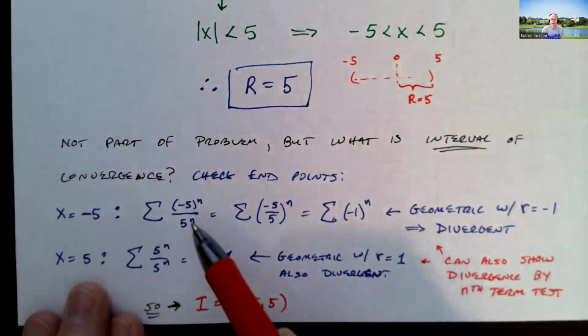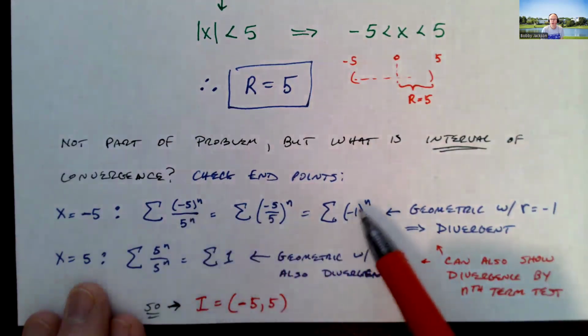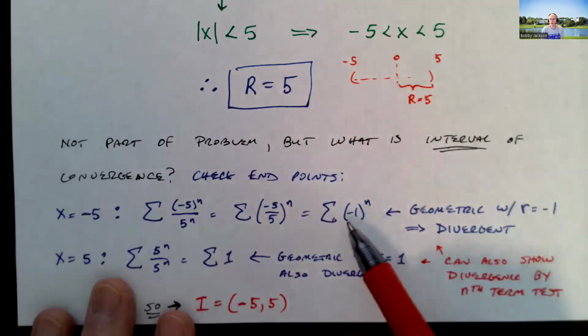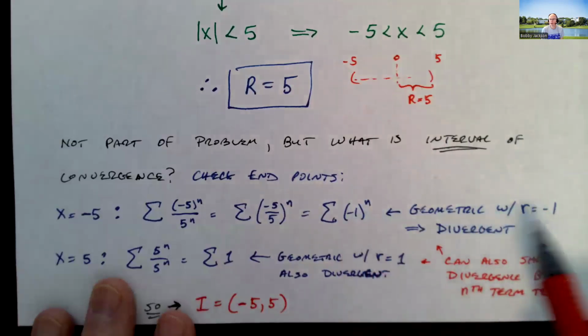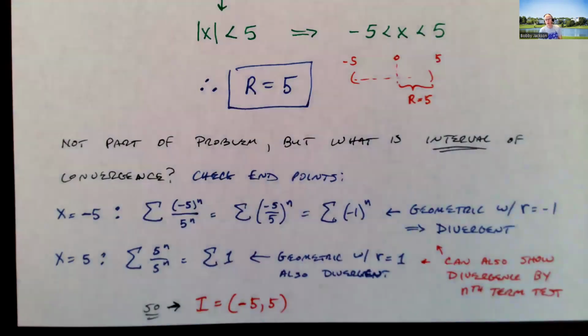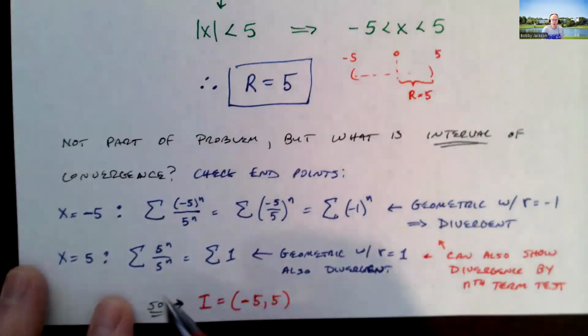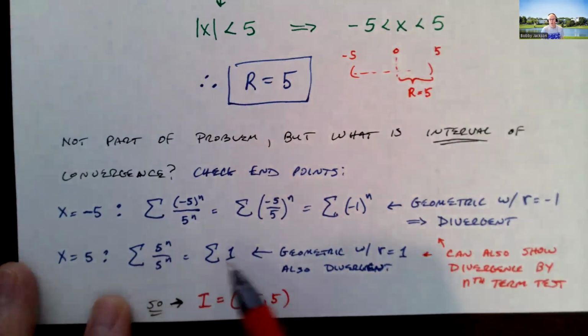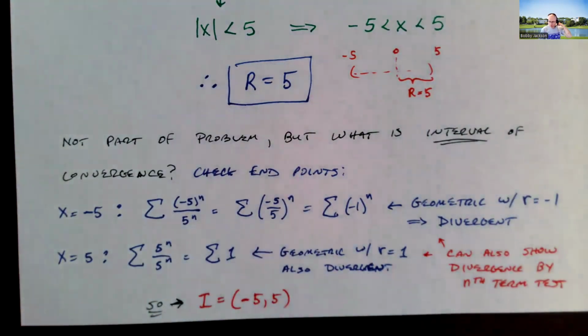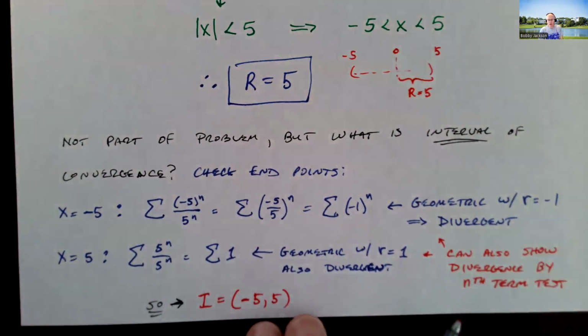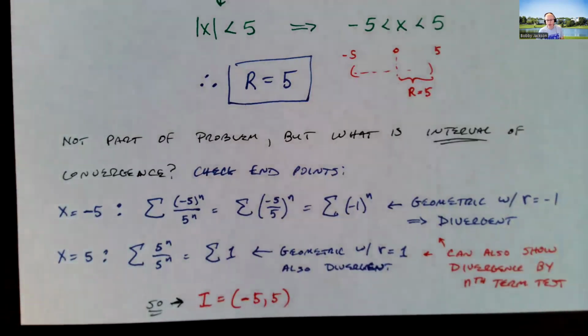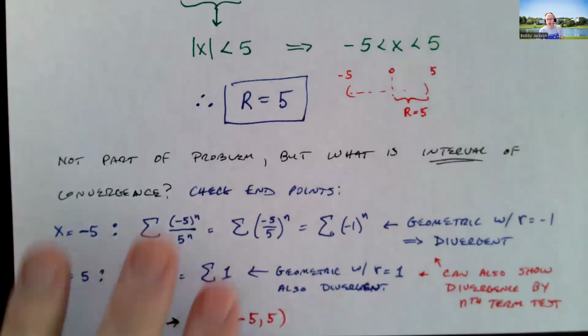If I plug in -5 and simplify, I get -1 to the n, which this series will diverge. You can note that it's a geometric series with r equal -1. Remember, geometric series only converge if the absolute value of r is less than 1. Or you can use the nth term test because the limit as n goes to infinity of this a sub n does not exist. Similarly, for x equal 5, we get just 1. And of course, that series clearly diverges, 1 plus 1 plus 1 plus 1. And so we would not include either endpoint. And so your interval of convergence would be written this way. Okay, so that's not in the problem, again, this bottom part, but the radius of convergence is.